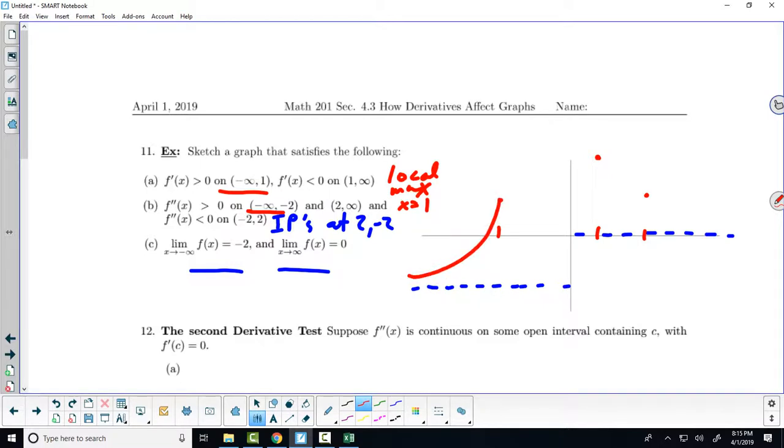After I leave -2, I'm going to continue to be increasing, but now my second derivative is negative, so that's telling me I'm concave down. So I'm going to keep increasing in a concave down manner. Show me concave down. Where on that concave down shape are we also increasing? So it should look something like this.